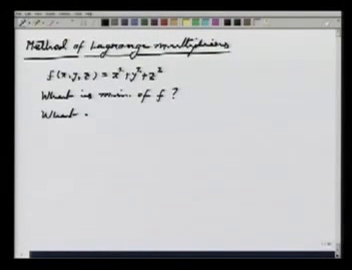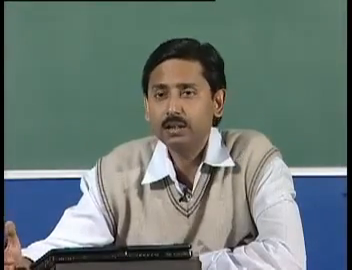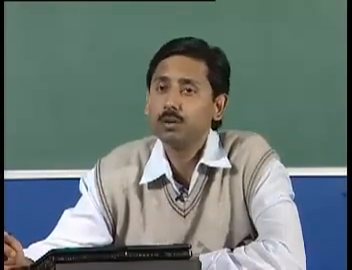But suppose I ask you that what is minimum of f x y z such that 2x plus 3y plus 4z equal to 1. See, now the question is very different because the global minimum of the function is at the point 0, 0, 0. But that point does not satisfy the given equation 2x plus 3y plus 4z equals to 1. Okay? So the method of Lagrange multipliers essentially deals with this kind of problems.